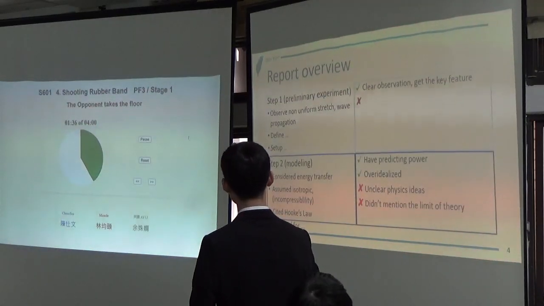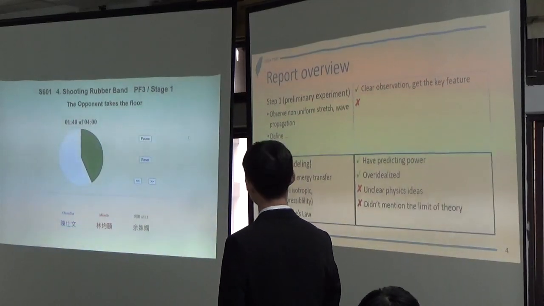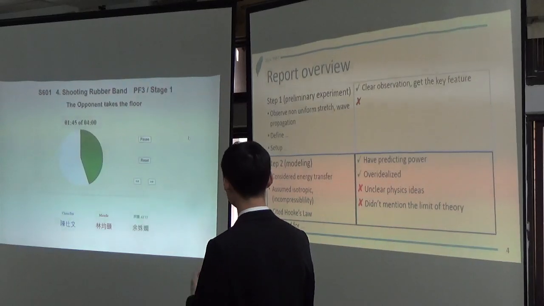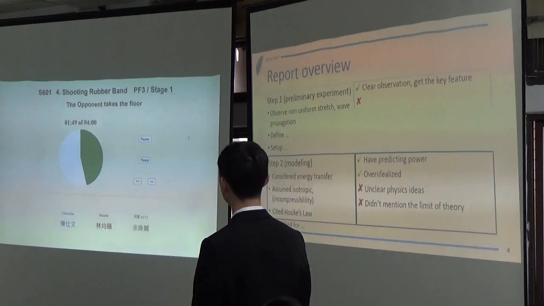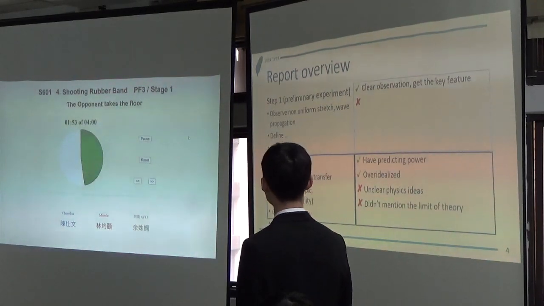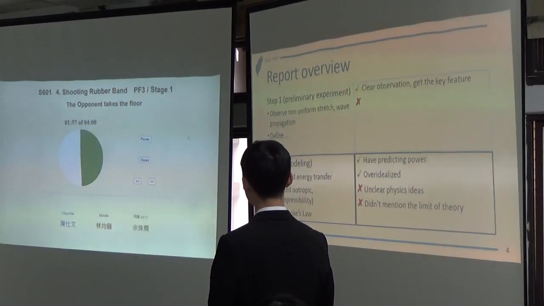Okay, so for the report overview, we observed that from your preliminary experiment, you observed that if we give it non-uniform stretch, there will be wave propagations on the rubber band, and it will fly farther. So we think that you have a clear observation, and you really get a key feature. As for the second step, you do the modeling.